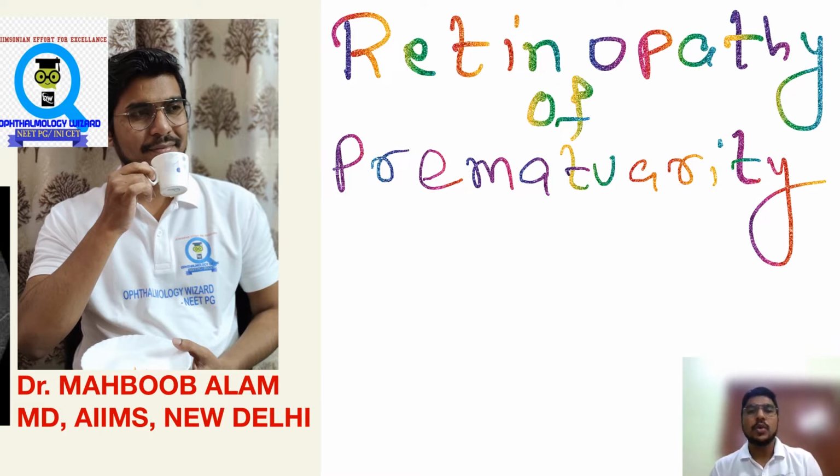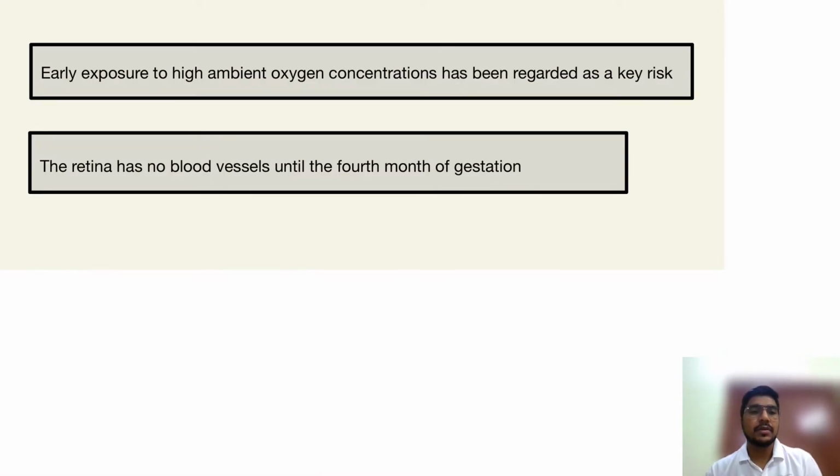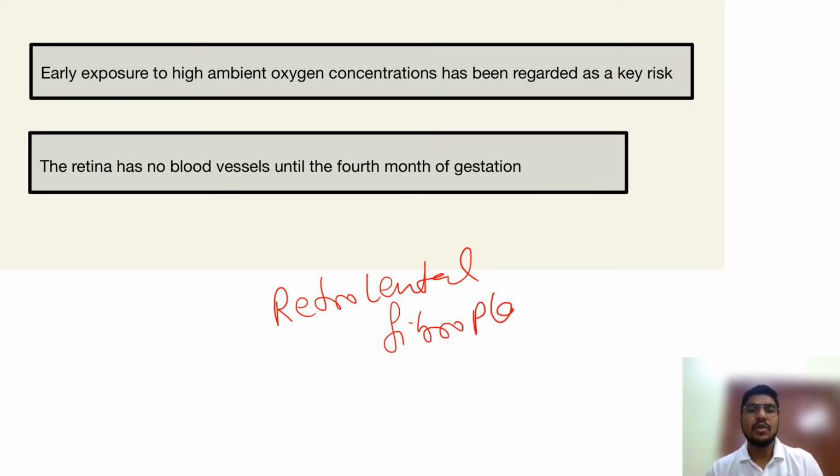Today we are going to discuss a very important topic, and that is retinopathy of prematurity, ROP. This retinopathy of prematurity was previously known as retrolental fibroplasia. But this was not the true or correct terminology to describe this disease.